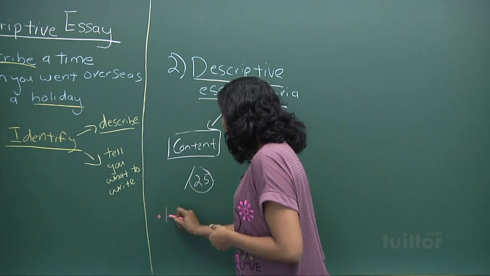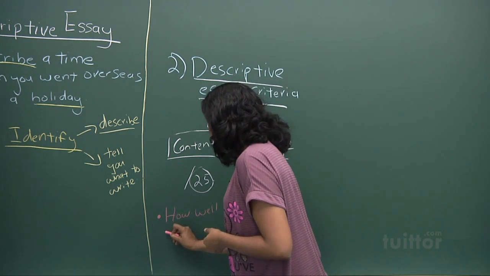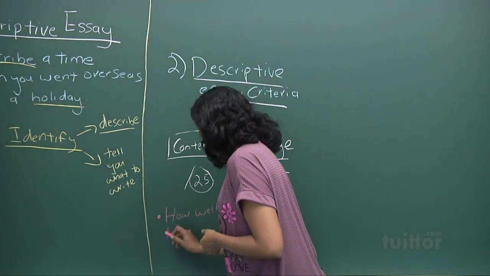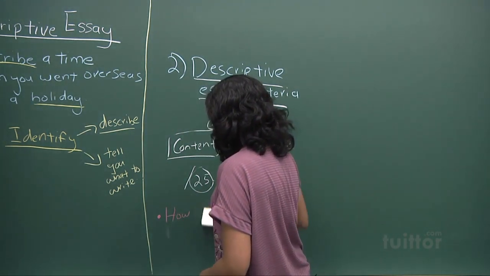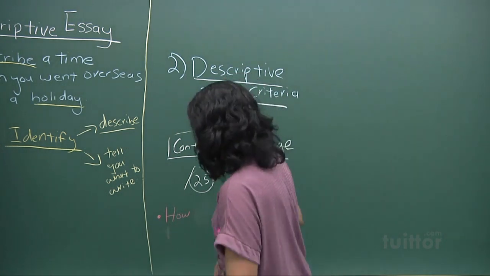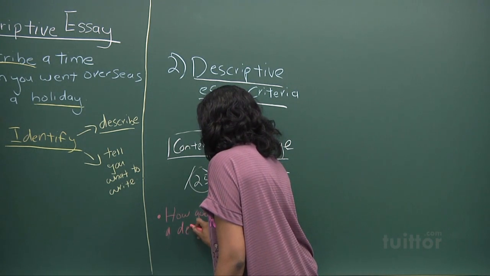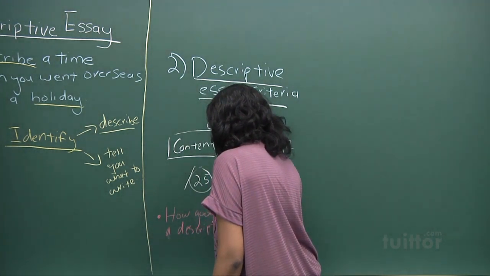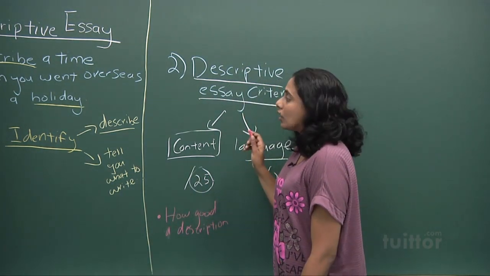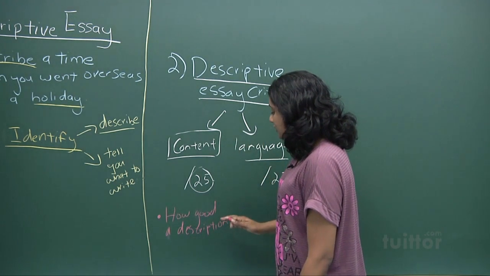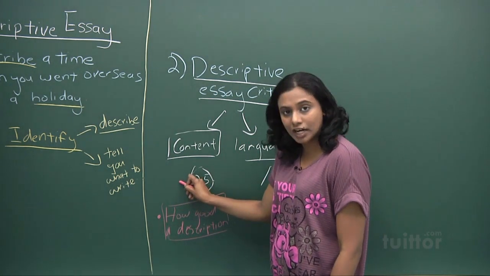how well a student has described the situation, or rather how good a description it is. This is the most important criterion for content. Usually for descriptive essays, if you can get this part down, it's good enough. You can score very high for this.